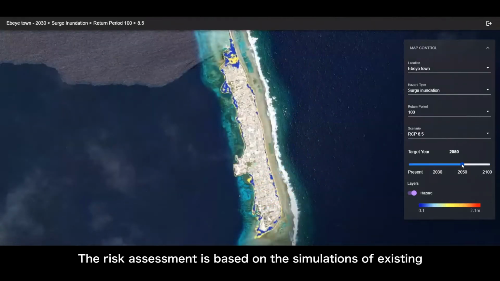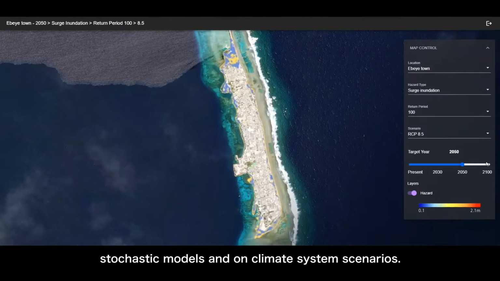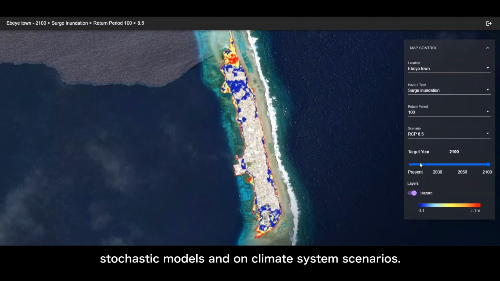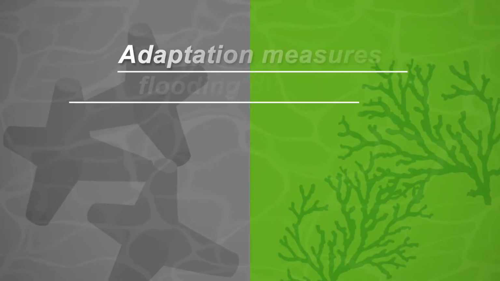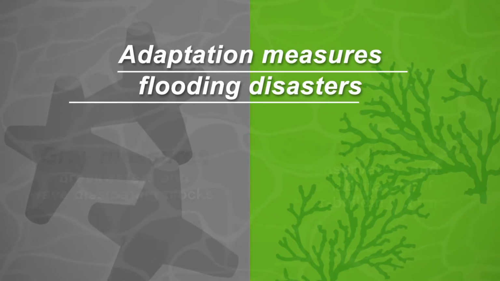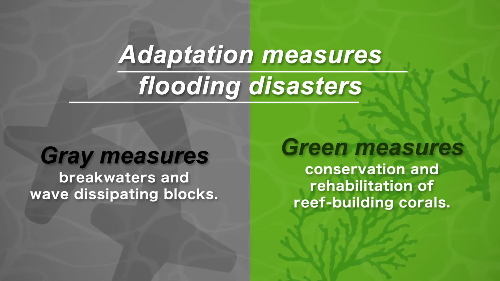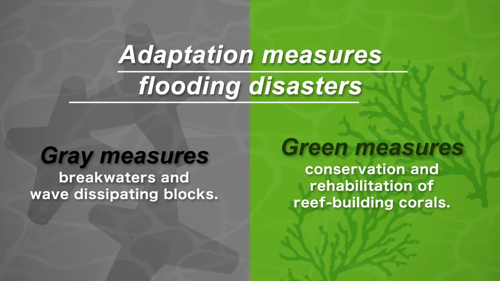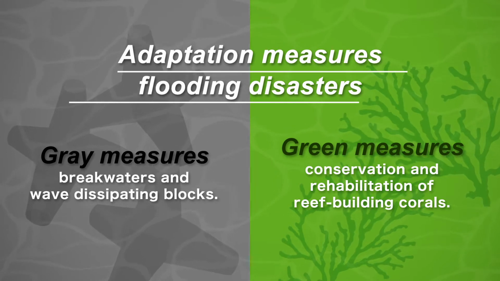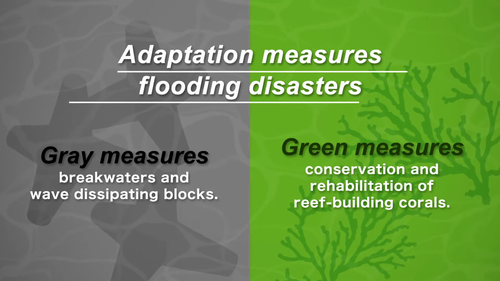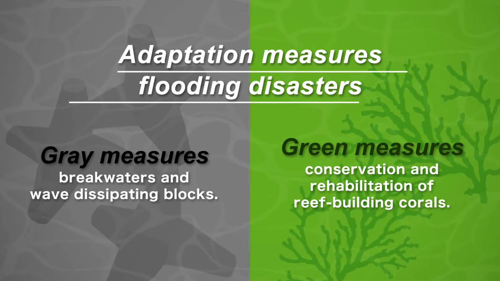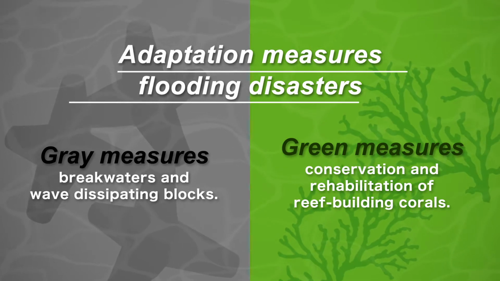The risk assessment is based on the simulations of existing stochastic models and on climate system scenarios. Adaptation measures for flooding in the coastal areas of islands assumed in this prototype are classified as gray for breakwaters and wave-dissipating blocks, and green for conservation and rehabilitation of reef-building corals.